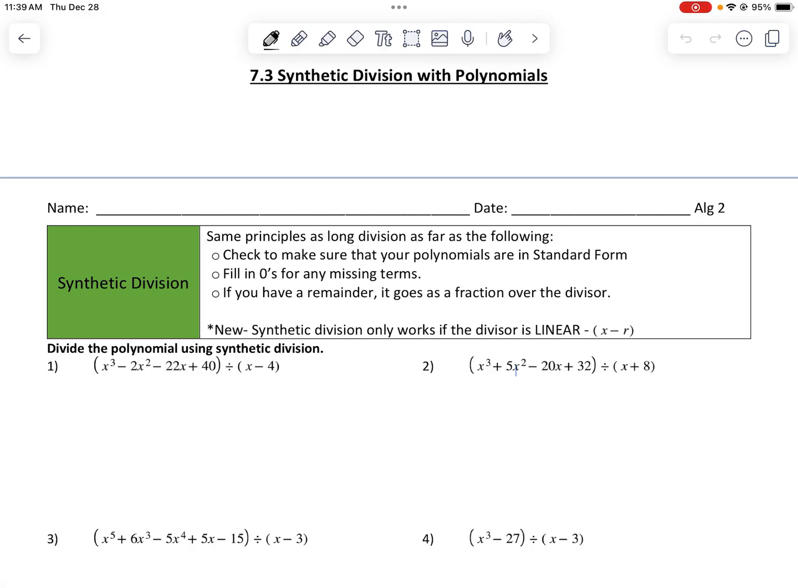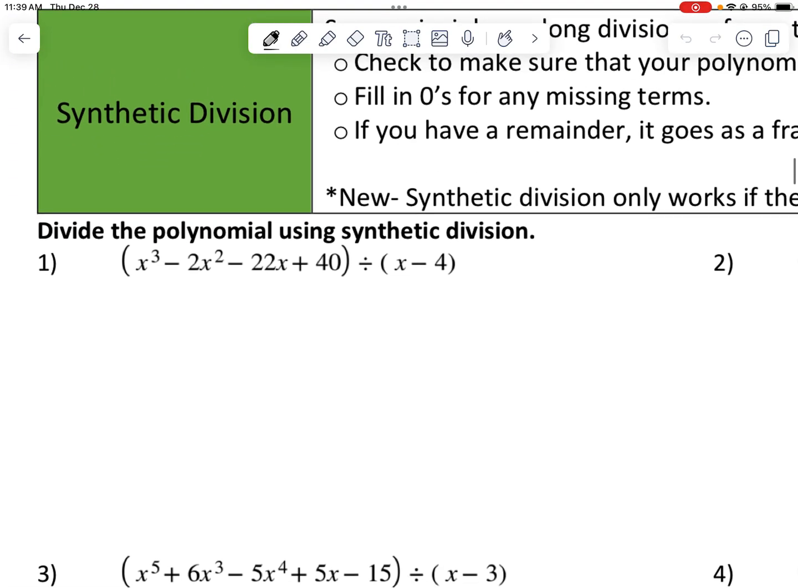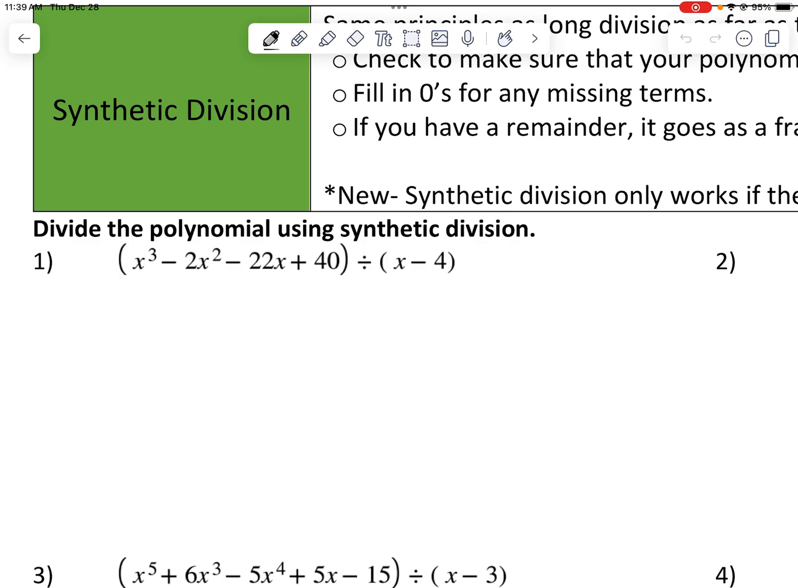Hey friends, this video is going to be on section 7.3, synthetic division with polynomials. So we are going to divide again like we did last class, only we're not using long division this time, we're going to use synthetic division.